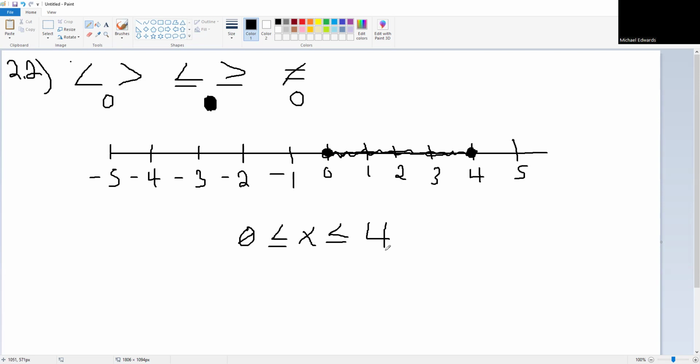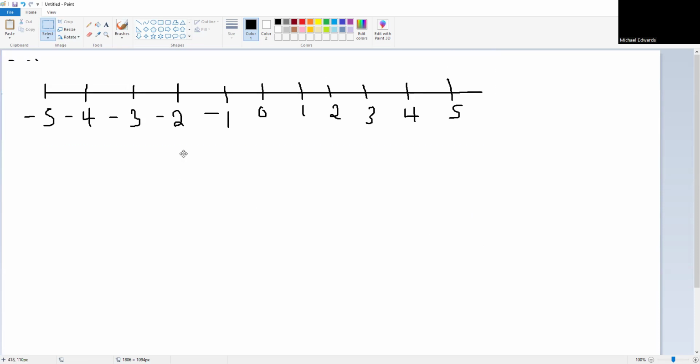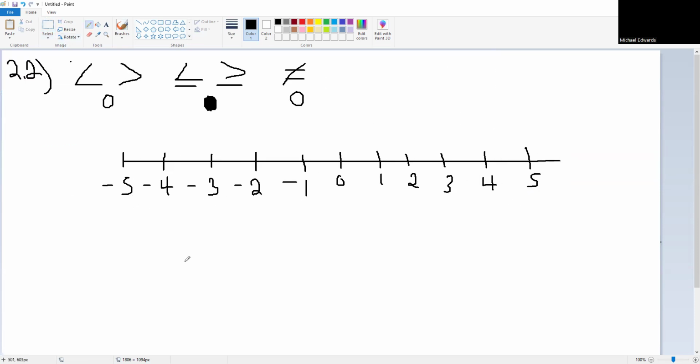Okay. And then they can be mixed. Just to show you, they can be mixed like -5 less than or equal to x less than 4. So less than or equal to is a closed dot at -5, and less than is just an open dot at 4, because we have it up here. And x is everything in between, so this area right here.